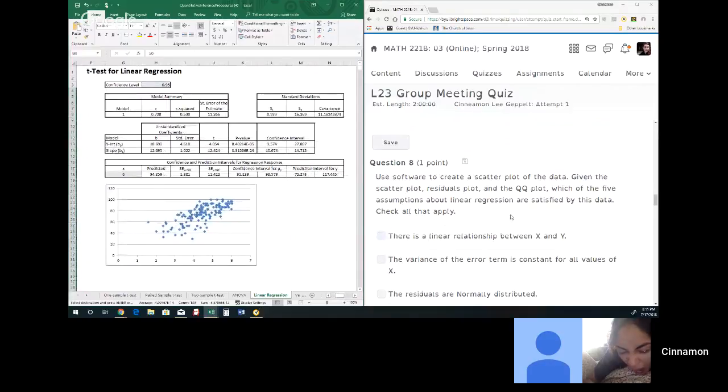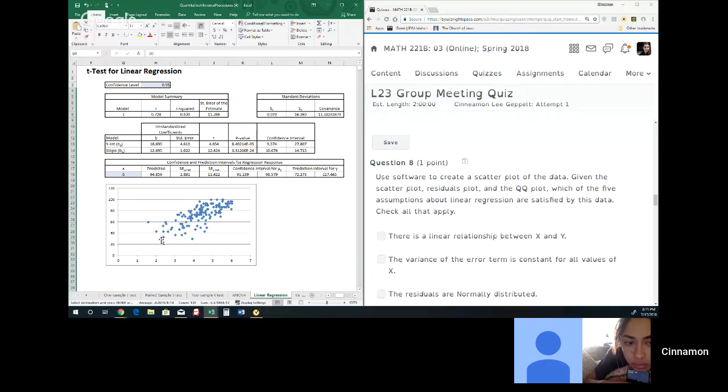There is a linear relationship between X and Y. Use software to make a scatter plot of the data. Given the scatter plot, residual plot, and the QQ plot, which of the 5 assumptions about linear regression are satisfied by this data? What's the difference between the scatter plot, the residual plot, and the QQ plot?